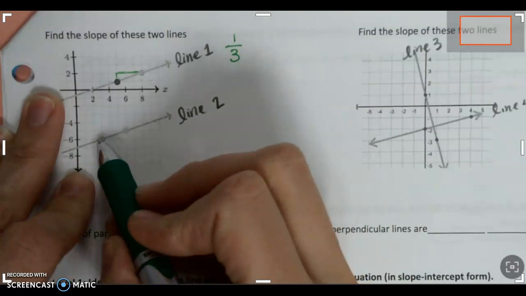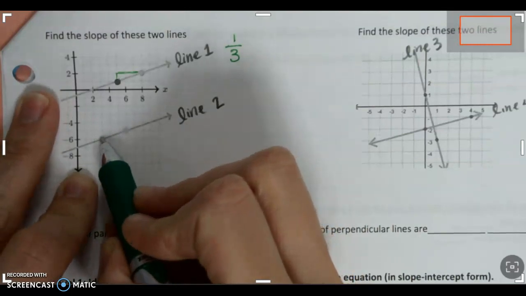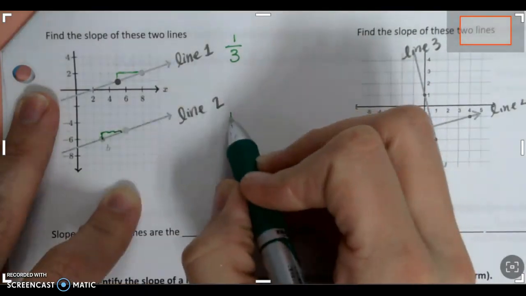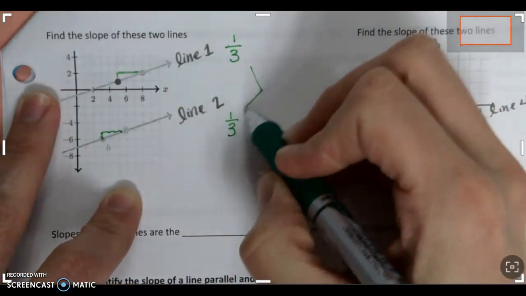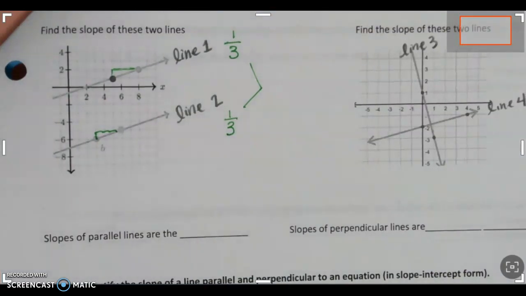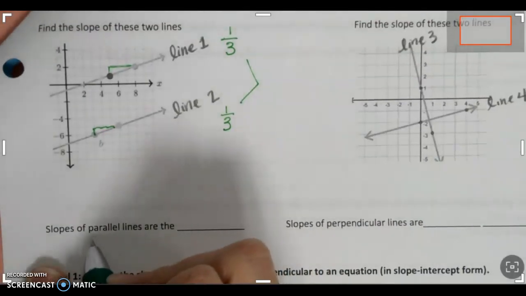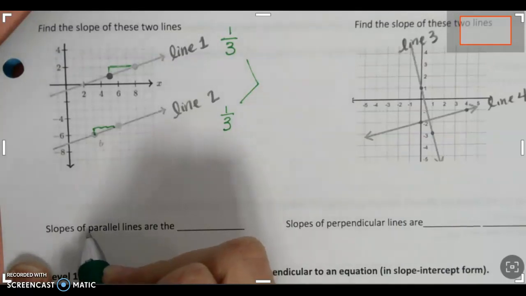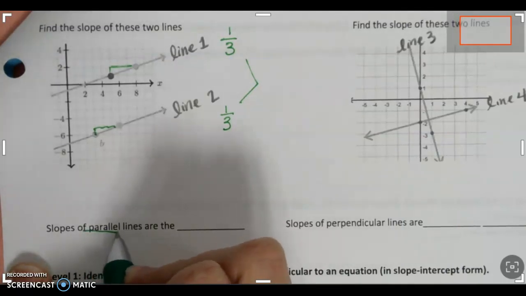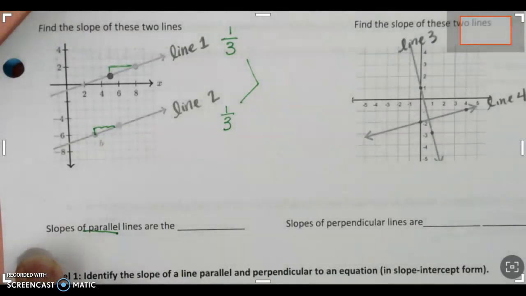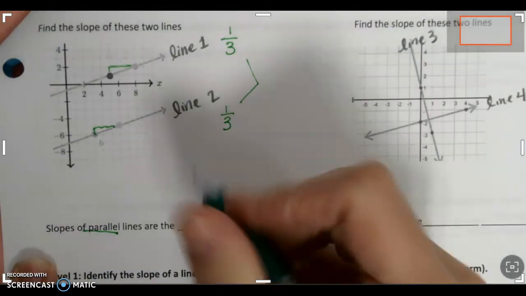What about the second line? Also, up 1 over 3. These two slopes are the same. When the slopes are the same, what do the lines look like? They're parallel. So if I'm asking you to find me the slope of a line that is parallel to a given line, I want you to pull out the slope of that line and your slope will be the same.